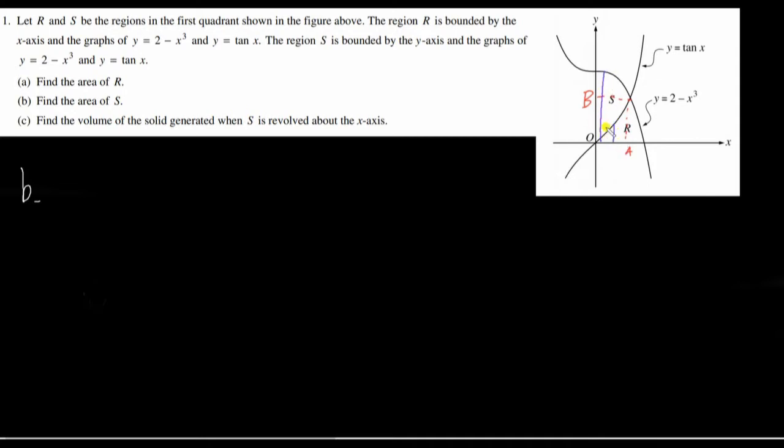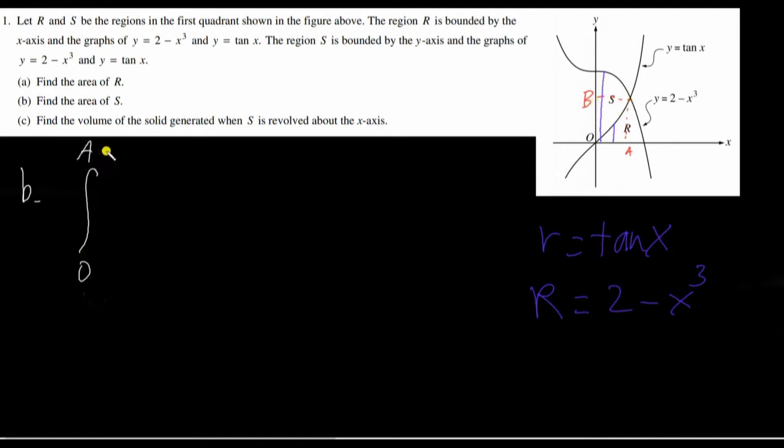Now we need to find these values. So little r goes from y equals 0 to y equals tangent of x, so this distance is tangent of x. And then my big R goes from y equals 0 to y equals 2 minus x cubed, so the distance is 2 minus x cubed. And then for the bounds of integration, again we're starting at 0, and we're going out until we reach this distance a, right? We're integrating from 0 to a.